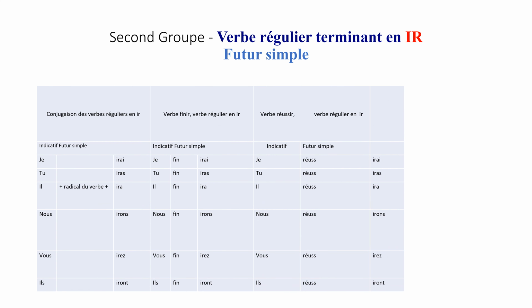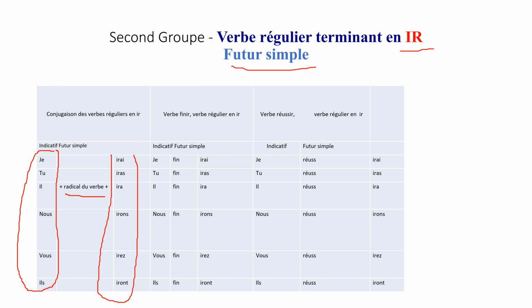Now for verbs ending in ER, here is your future simple. It is the same. Here is a table showing the person, the root of the verb, and here is your ending. ERAI for the first person, ERAS for the second person singular, ERA third person singular, ERONS for the first person in plural, second person in plural, EREZ, and ERONT for the third person in plural.